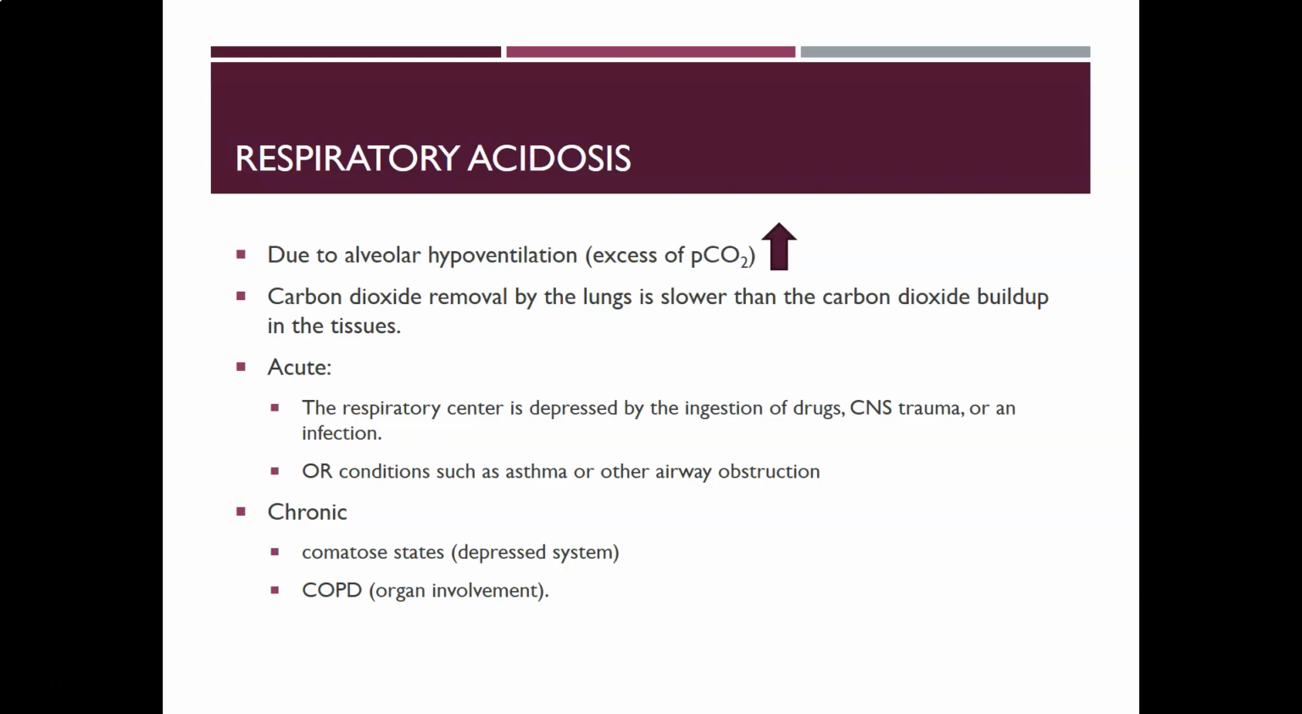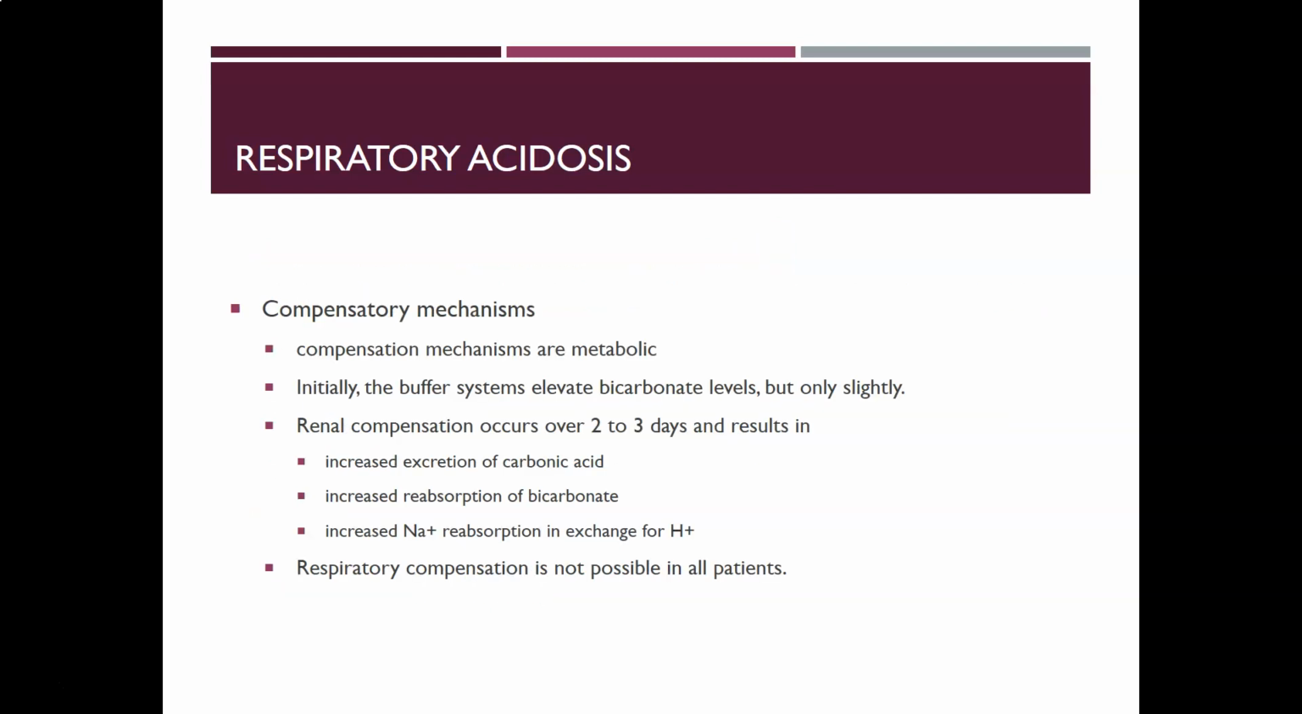Chronic respiratory acidosis can come from comatose states, because they have a depressed respiratory system, or from COPD, chronic obstructive pulmonary disease. That's organ involvement, the organ being the lungs. In COPD, which is emphysema and chronic bronchitis, etc., you have a loss of surface area in the lungs, so there's not adequate surface area for the removal of all the CO2 that's being produced.